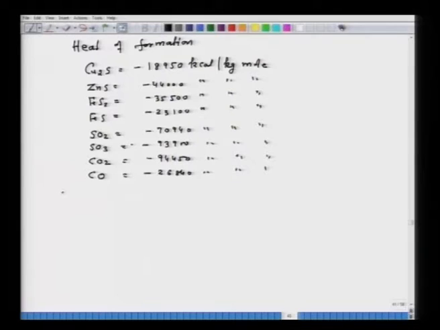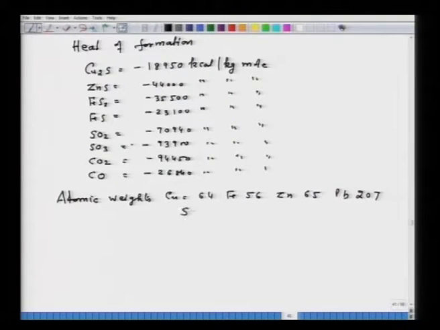Now, various atomic weights that we will use for calculation. Copper, I will be using 64, iron 56, zinc 65, lead 207, sulfur 32, oxygen 16, carbon 12. I will not be using any fraction. So, these are the things that I am using, and also volume of the gas.